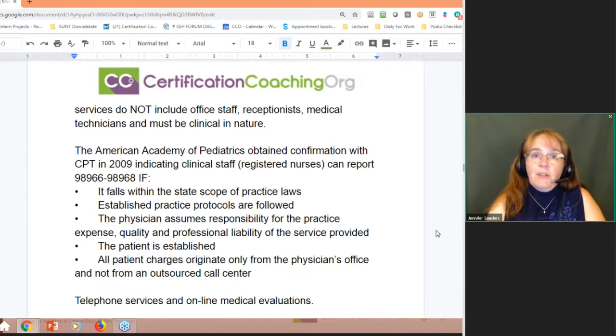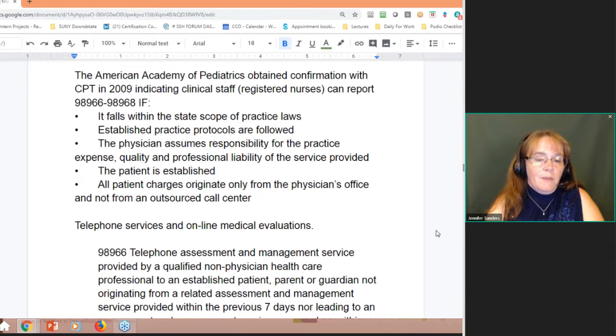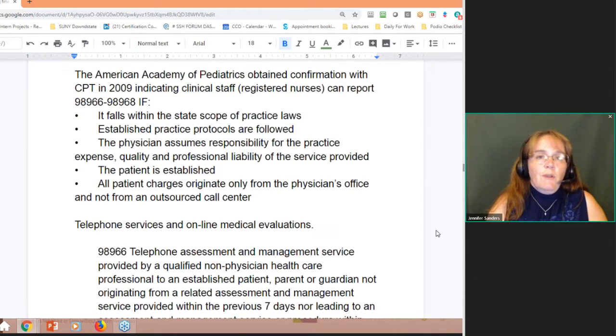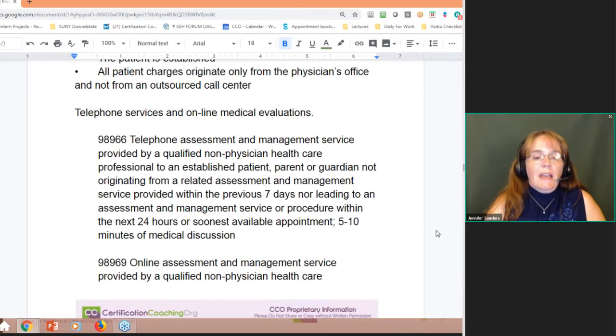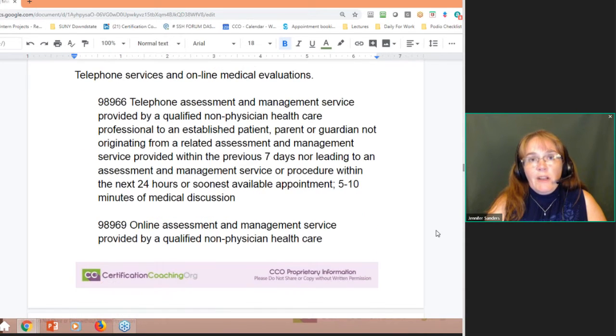And the patient must be established. Again, you can't do a new patient. And all the charges have to originate from that physician's office. It can't go through some outsourced call center. So if it meets all 5 of those criteria, then yes, even a registered nurse could be considered able to bill this. And then I just have those 2 other codes. They're in the medicine section. Again, telephone services and online medical evaluations, the same as were just described previously, except it's a code for a non-physician. So there's different terminology, depending on who you're billing it to and who you're talking about.